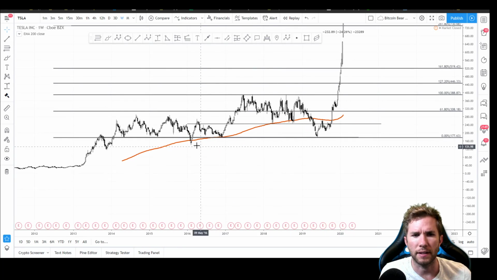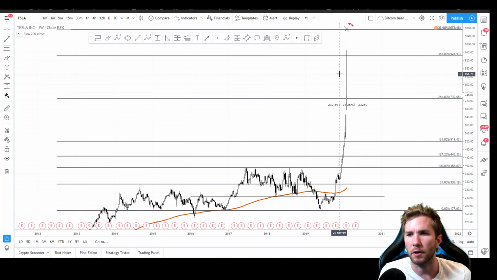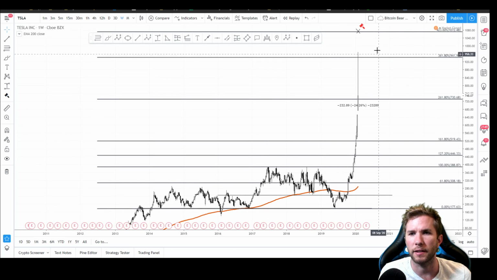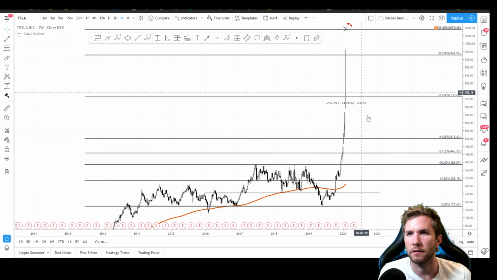Here you can see Tesla, bang, bang, bang, bang. Came down, did this double bottom test. That's where I bought it, around 178, 180. And then it formed this ascending triangle. And once it broke this 200 period moving average, gangbusters. It went crazy all the way up to 941, the 361.8 extension. I was looking for 1072, but that wasn't bad.